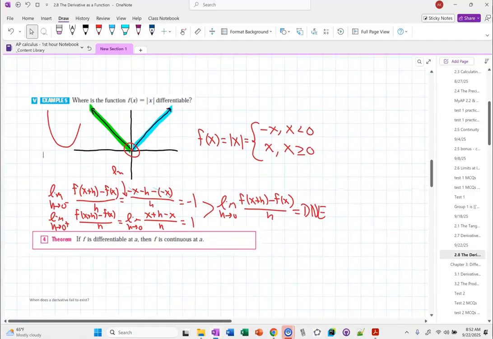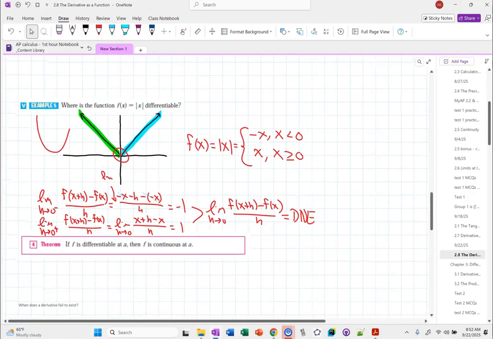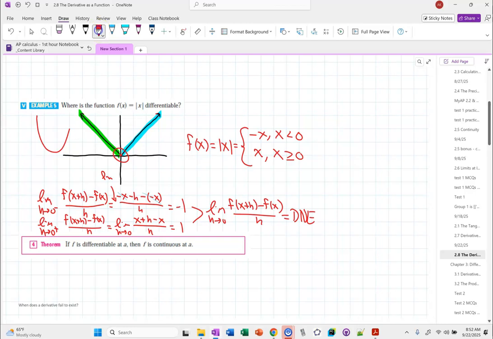Okay, so this previous example. Oh, what now? Okay.